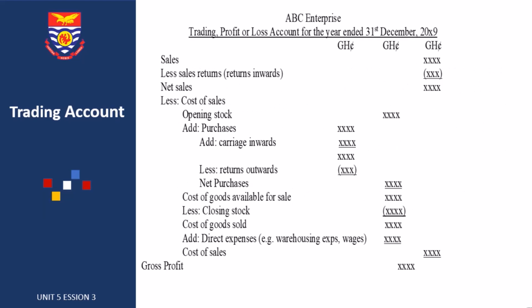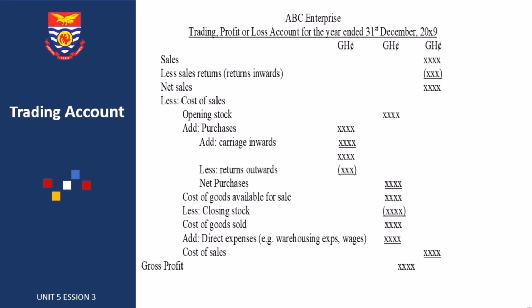The trading account may look like this. We have the name of the entity, then the title of the account, trading profit or loss account for the year ended 31st December 2019. Sales, the amount is given less sales returns or return inwards, and that gives us the net sales. Less cost of sales. Now, cost of sales constitute the opening inventory.